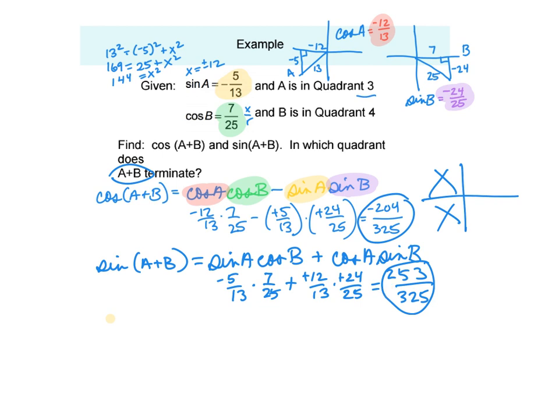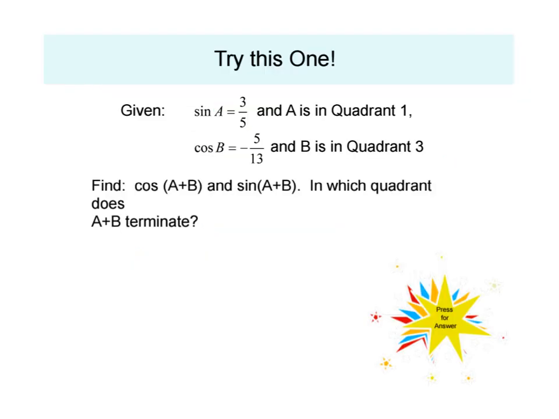Now, sine is positive here and here. So therefore, I know that my quadrant for a plus b must be quadrant 2. And that is how you use your sum and difference identities to find some values. I want you to give this one a try. Press pause on your video, and when you're ready for the answer, press play again.